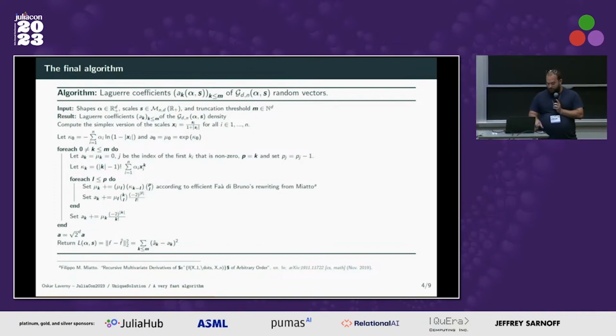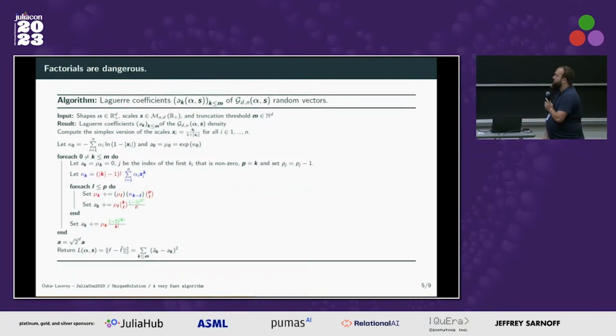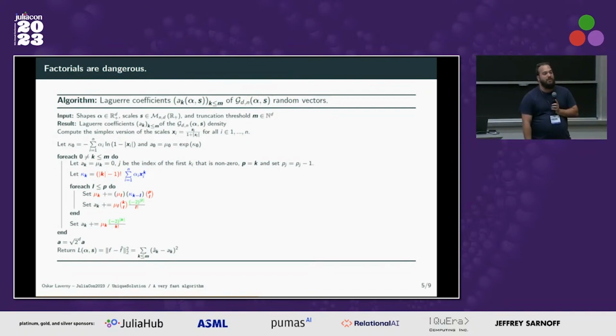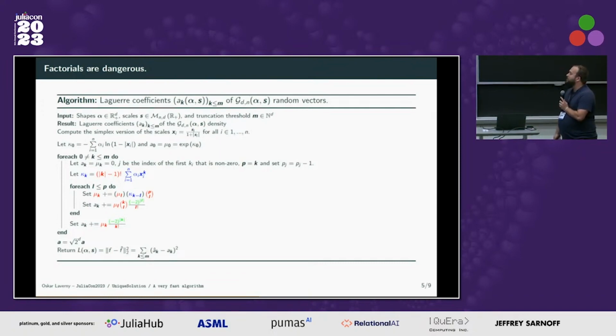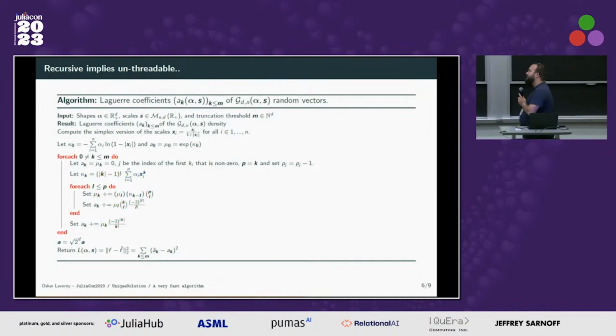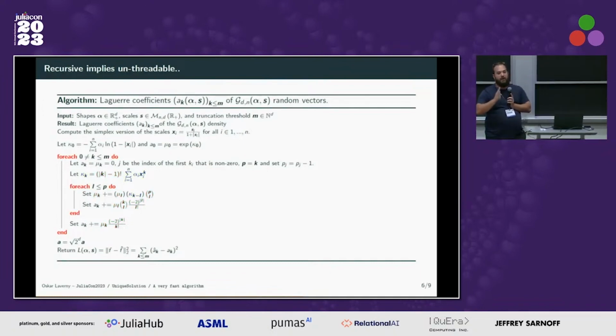So let's try to understand what the flaws of this algorithm are. The first one is that it's full of factorials and binomial coefficients. That's a huge problem because it will overflow. I promise you it will overflow. There are basically factorials and binomials on every line, right? So that's a problem. The second problem is that it's fully recursive and each line depends on all the previous lines. So it's completely linear. You cannot parallelize it at all.